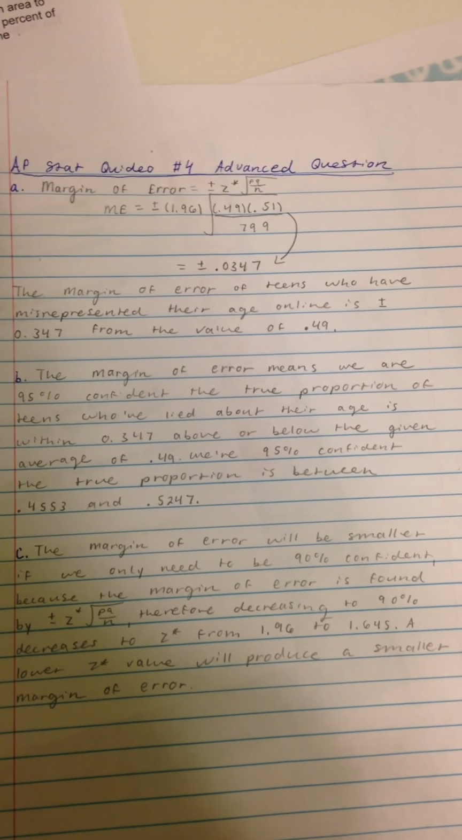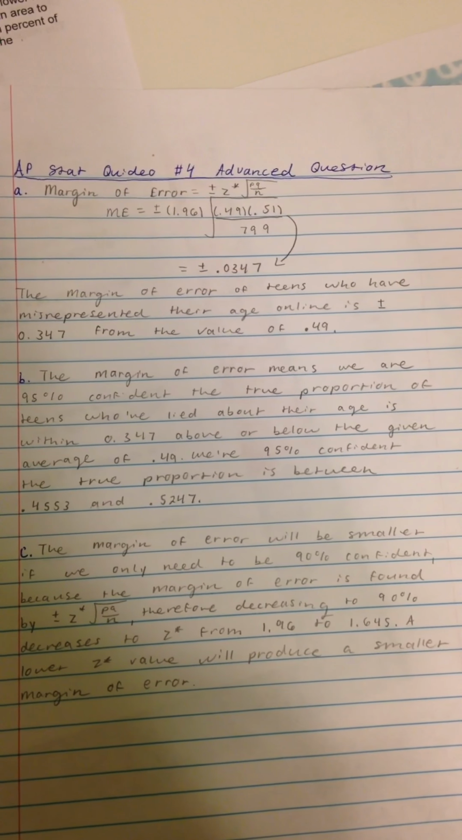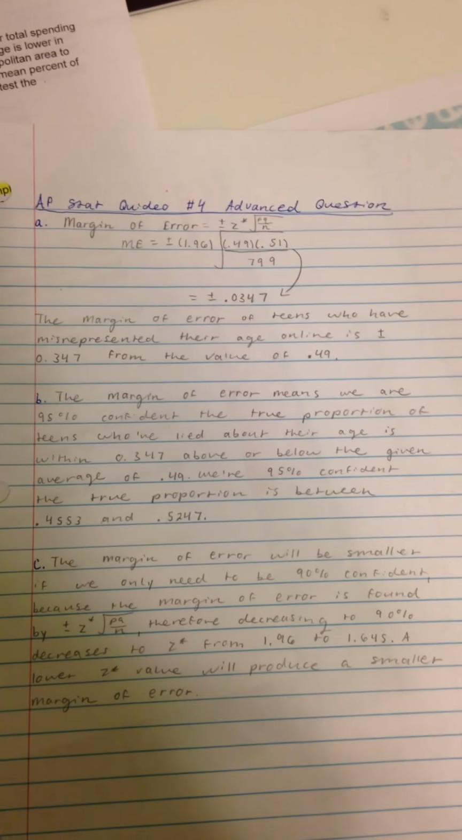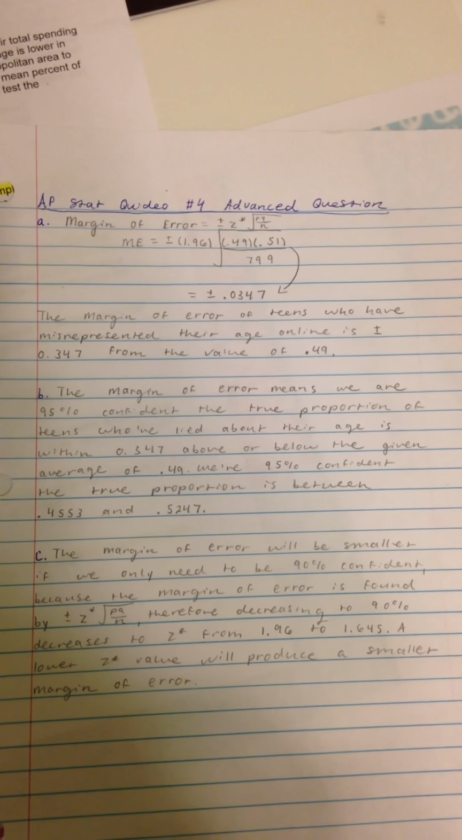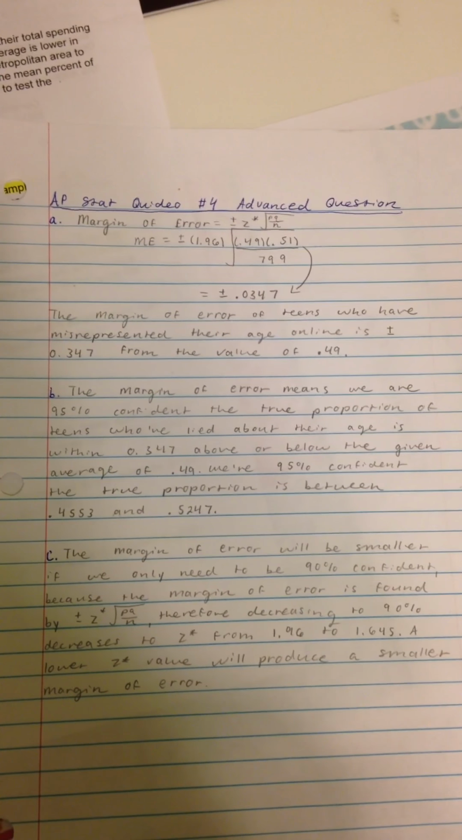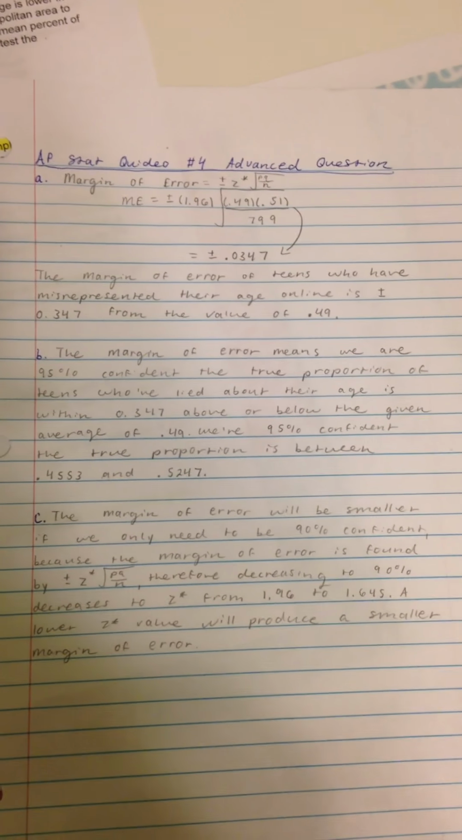So when you do the calculations, you'll get plus or minus 0.0347. So the margin of error of teens who have misrepresented their age online is plus or minus 0.0347 from the value of 0.49.